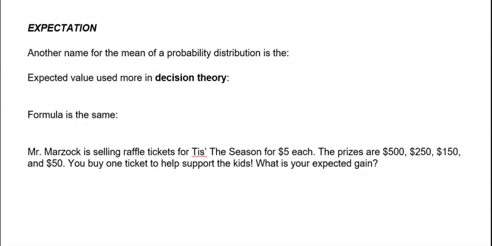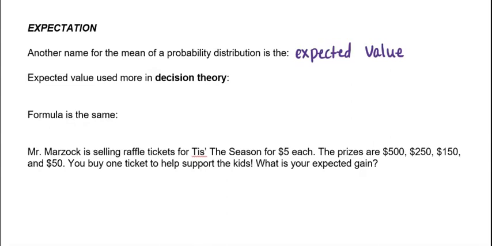All right, our last part of this section talks about expectation. Now, another name for the mean of the probability distribution is your expected value. So we talked about yesterday how when you find the mean of a probability distribution, it's what you can expect to get on average every time that you conduct the experiment.